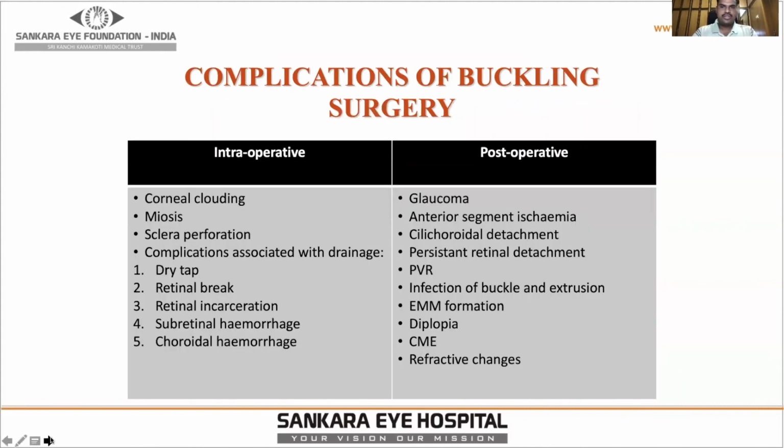Any surgical procedure is not devoid of complications. So is buckle surgery. In intraoperative complications, there might be corneal clouding because of the hydration, miosis of the pupil, and scleral perforation when we are doing the subretinal fluid drainage. Complications associated with drainage include a dry tap, where the subretinal fluid is thick or we might have entered the wrong place, a retinal break, a retinal incarceration, and subretinal and choroidal hemorrhage, which is sometimes devastating in nature.